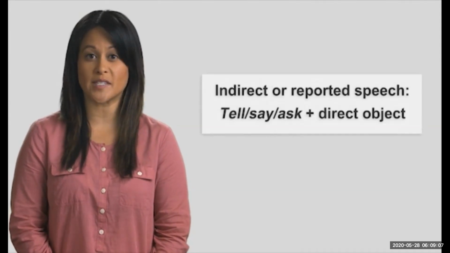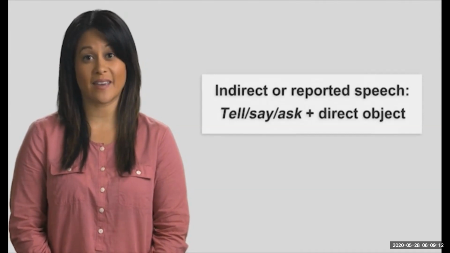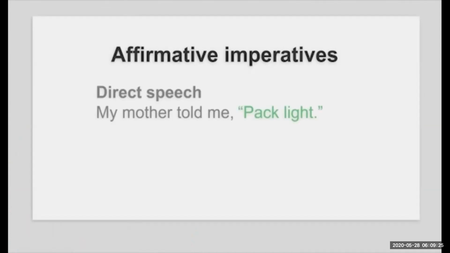All those sentences are examples of indirect speech, which is sometimes called reported speech. We use indirect speech to report what someone said or wrote without quoting the exact words. In indirect or reported speech, we use a reporting verb, like tell, say, or ask, and a direct object. We use direct speech to show what someone said or wrote. We put their words in quotation marks. For example, my mother told me, "Pack light."